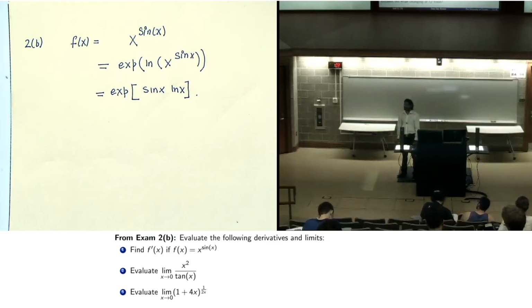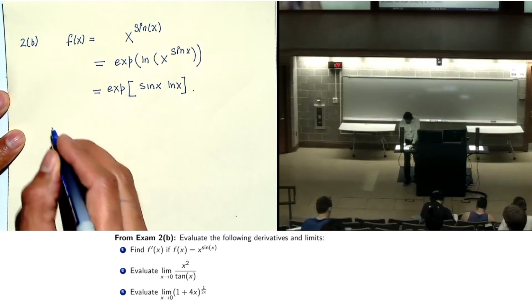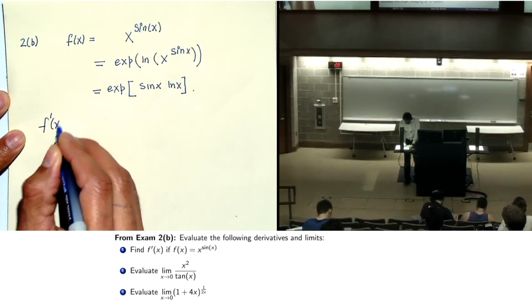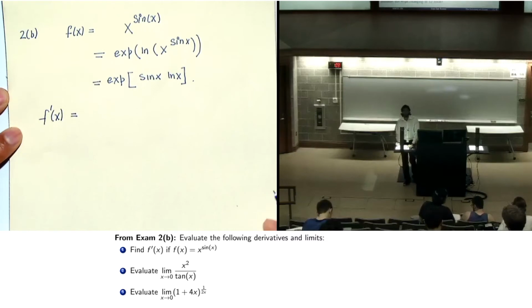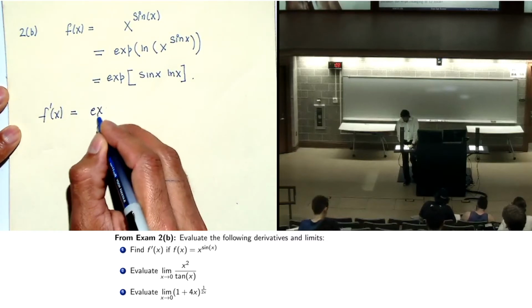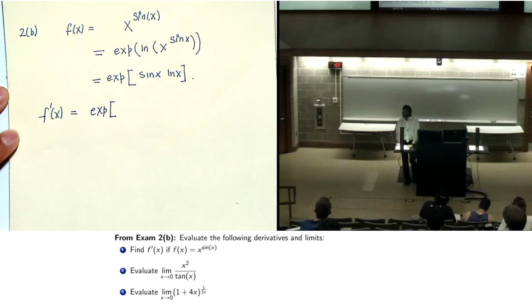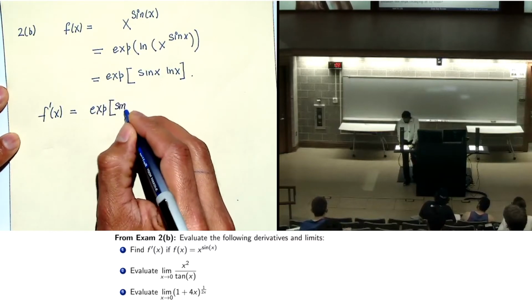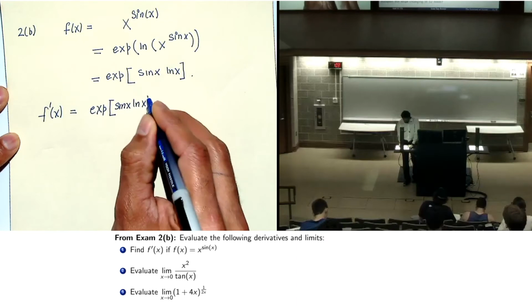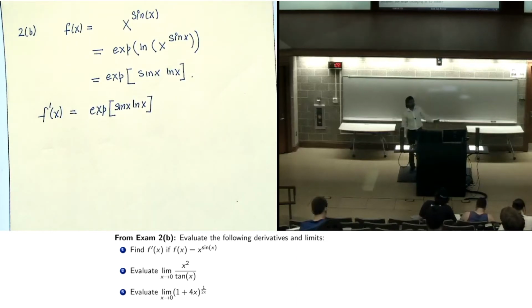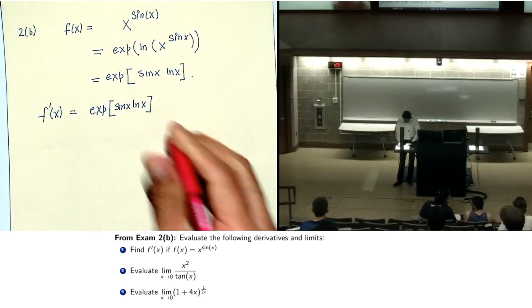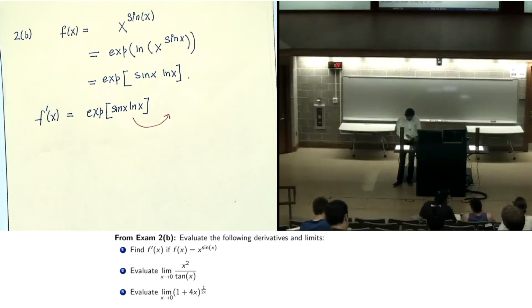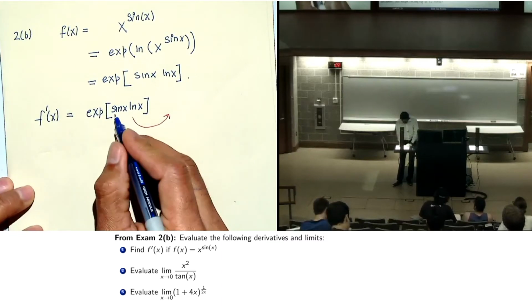Now we need to know a rule of derivatives, and this rule is again called the chain rule. So I'm going to compute the derivative of the function, f prime of x. Chain rule: the derivative of the first function. What is the derivative of the exponential function? As it is, nothing changes. The derivative of e to the x is e to the x, and the derivative of e to the f of x is e to the f of x, times, again, the derivative of the inside function.